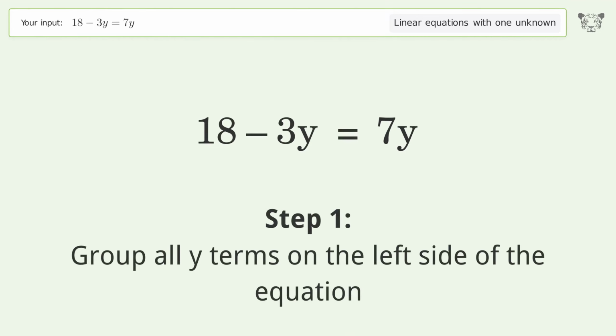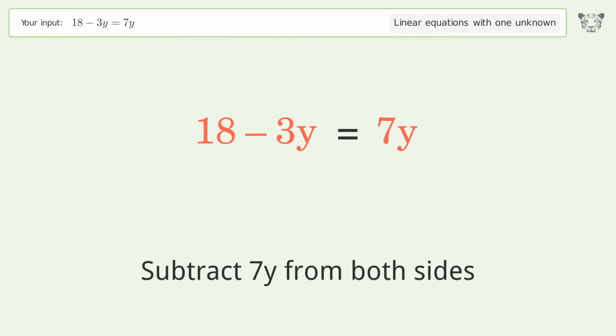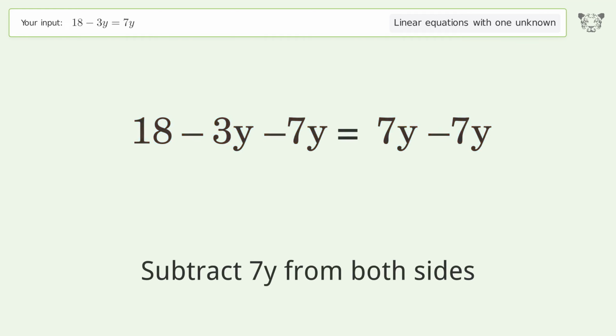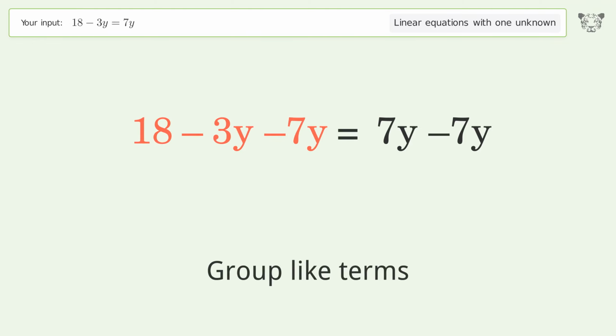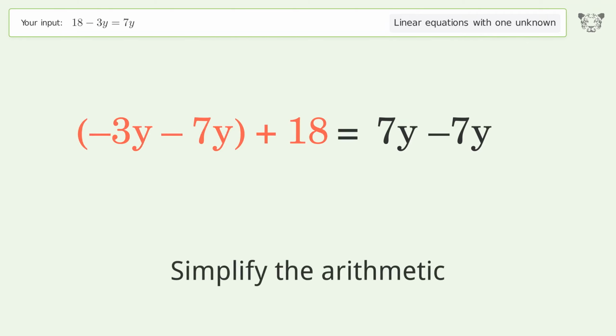Group all y terms on the left side of the equation. Subtract 7y from both sides. Group like terms. Simplify the arithmetic.